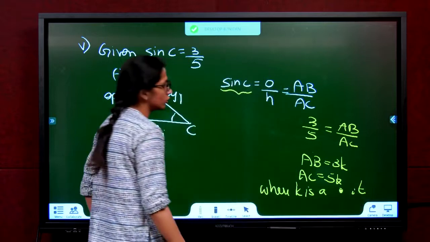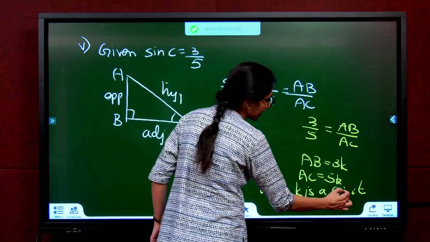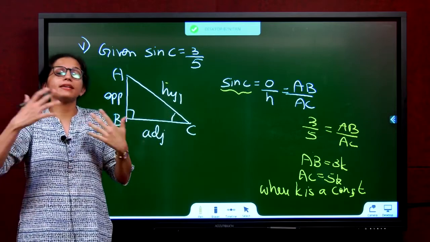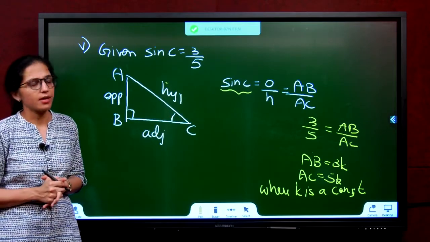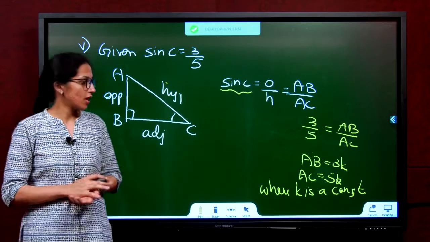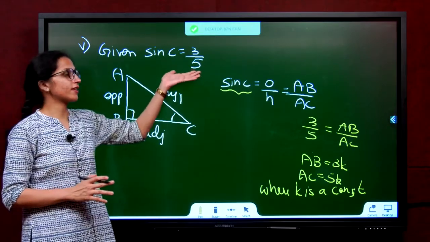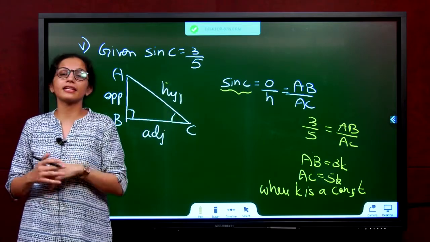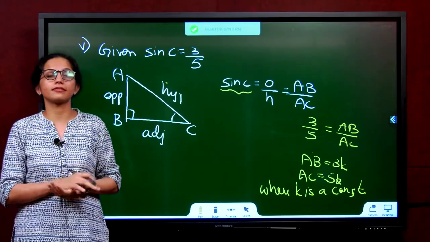I hope you understood why we are taking this K and why we directly cannot write this is 3 and 5, because it can be a multiple of any of those numbers. You saw the values I already gave. So again, note, if sine C is given as 3 by 5, you directly can't take the sides as 3 and 5. You have to take them as 3K and 5K where K is a constant.